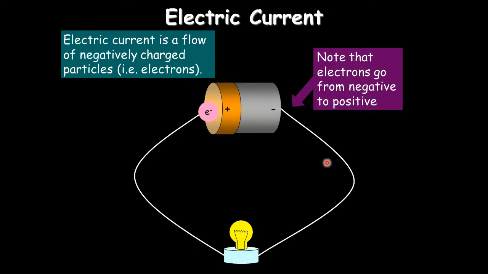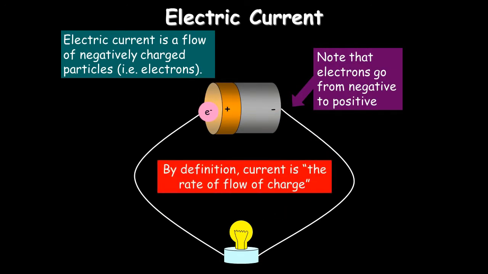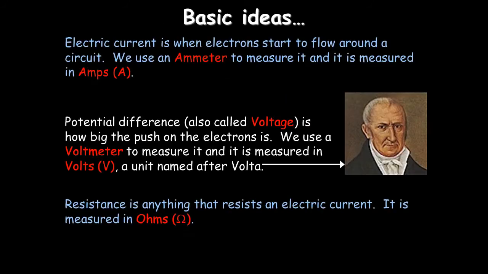So although we've got electrons going from minus to positive, by convention we talk about current going from positive to negative. Okay, here are some basic ideas when considering circuits. We can measure the electric current. Current is measured with an ammeter, and current is measured in amps or amperes. Capital A there, because it's somebody's name, Mr. Ampere, so you must use a capital letter.